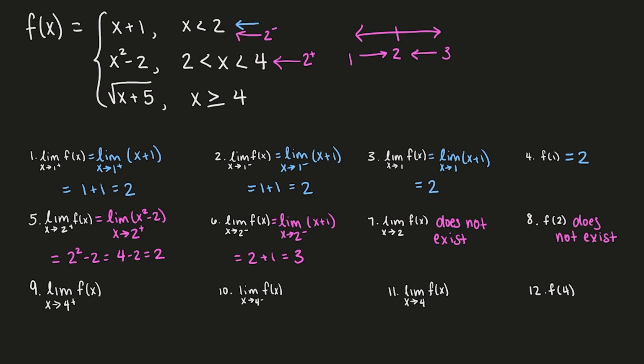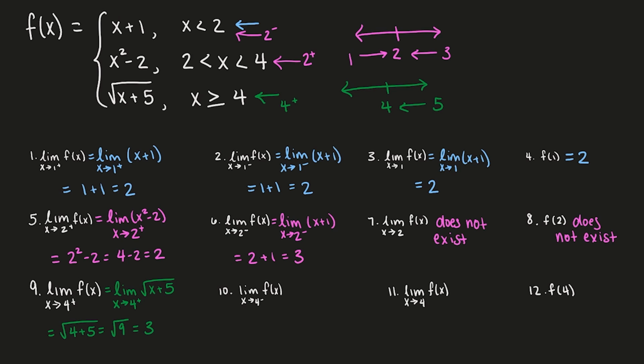Now let's look at our last section. We have the limit of f of x as x approaches 4 from the right. Let's look at another number line. So from the right, we're approaching from 5, which means anything greater than 4. This is what we're going to use when we're approaching 4 from the right. So this becomes the limit as x approaches 4 from the right of the square root of x plus 5. This is going to be equal to the square root of 4 plus 5, or the square root of 9, which is equal to 3.